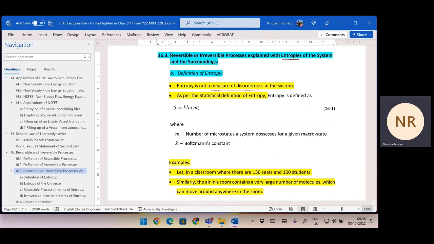You cannot move a step ahead. Entropy is a measure of disorderness. What is disorderness? Is there a measure of disorderness? No. Then what is the point in defining entropy as a measure of disorderness?